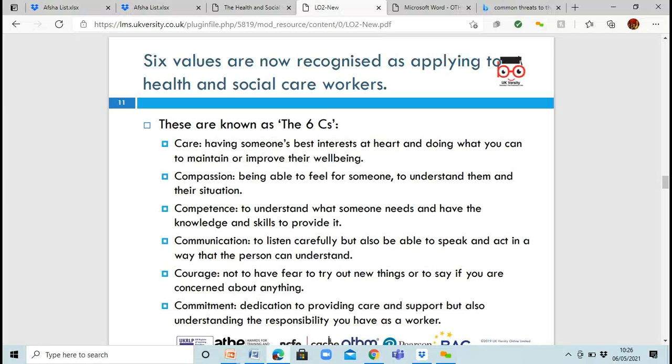So care is having their best interests at heart and doing what you can to maintain or improve their well-being. Compassion is being able to feel for someone and to understand them and their situation.